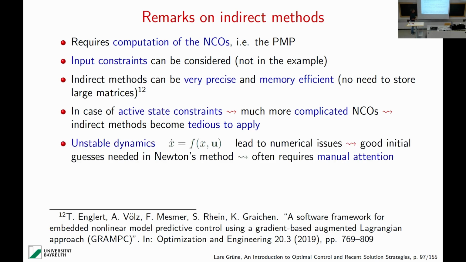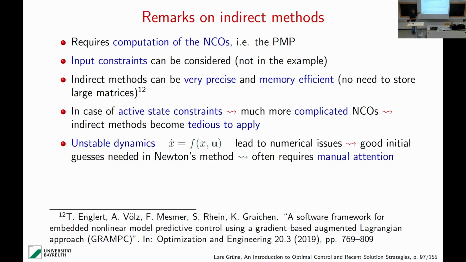And if you have unstable dynamics, so if, for a fixed U, the solution would depend very sensitively on the initial condition, then you get numerical issues, because this would really make the Newton method or any other method you want to apply difficult to converge. You need a very good initial guess, something which is already quite close to the true optimal solution. And this requires manual attention, so you have to play around with initial conditions to find the right one.